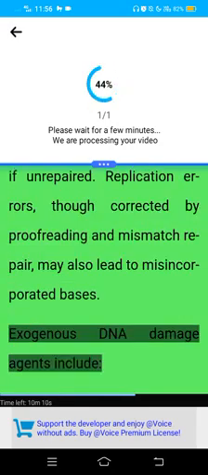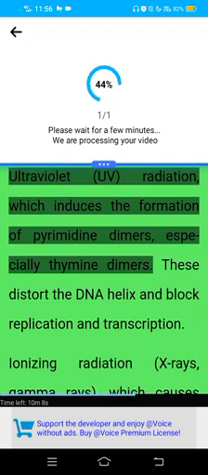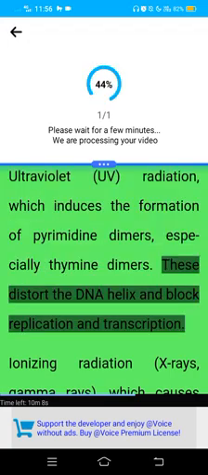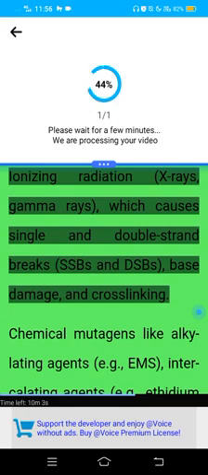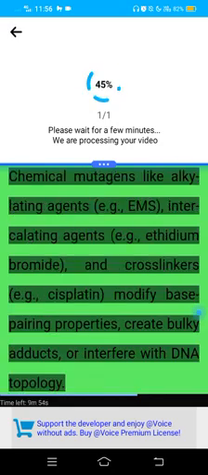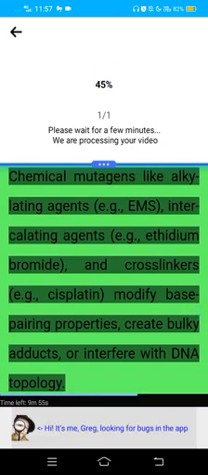Exogenous DNA damaging agents include ultraviolet, UV, radiation, which induces the formation of pyrimidine dimers, especially thymine dimers. These distort the DNA helix and block replication and transcription. Ionizing radiation, X-rays and gamma rays, causes single and double strand breaks, SSBs and DSBs, base damage, and crosslinking. Chemical mutagens like alkylating agents, e.g., EMS, intercalating agents, e.g., ethidium bromide, and crosslinkers, e.g., cisplatin, modify base pairing properties, create bulky adducts, or interfere with DNA topology.